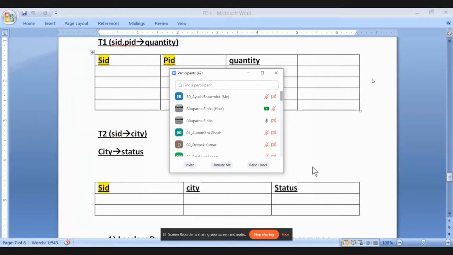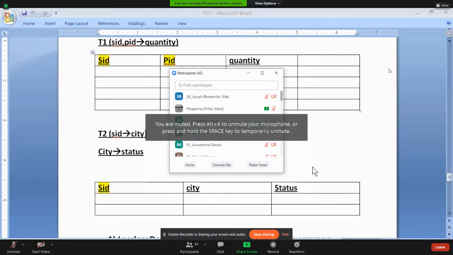Protiti Ganguly? Yes, ma'am. Tell me the answer. Ma'am, the answer is it will be lossless if the common attribute among the two tables is a candidate key.